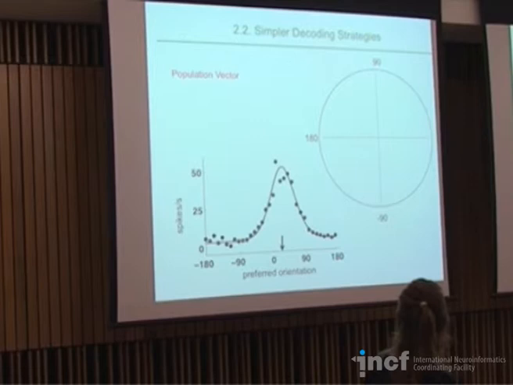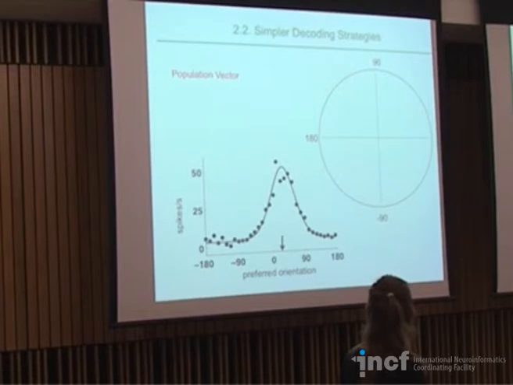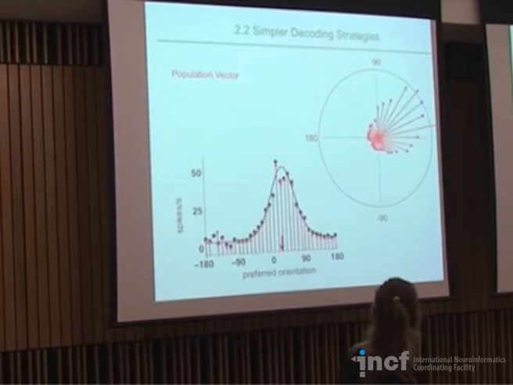So maybe a more interesting strategy, which is still very simple, is that of the population vector. I'm sure you've heard about this as well. The population vector is a strategy where we are assuming that each neuron in our population is going to vote for its preferred stimulus. So each neuron is voting for its preferred stimulus with a vote which has an amplitude that depends on the amplitude of the response. So for example, this guy, which responds a lot, is going to vote for its preferred orientation, for example, 10 degrees, with an amplitude that is proportional to the magnitude of the response. And each neuron votes in the same way. So this guy is also voting for its preferred orientation with an amplitude that is a bit less. Each neuron votes in the same way.